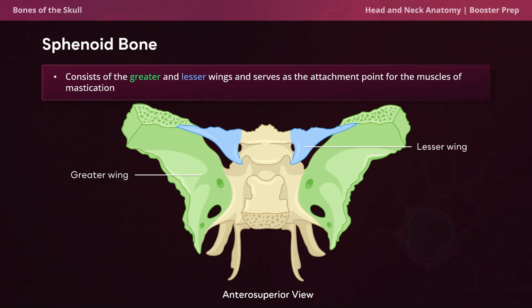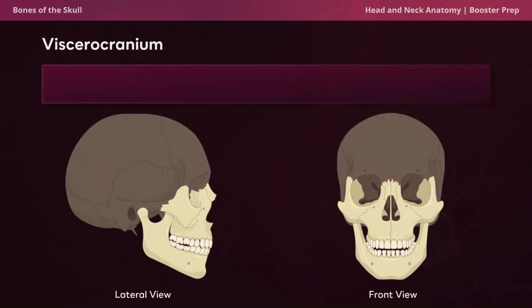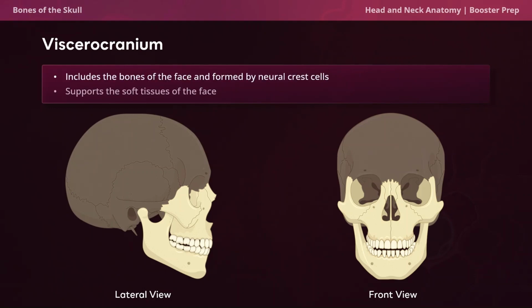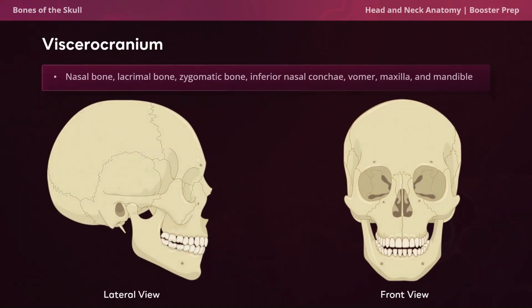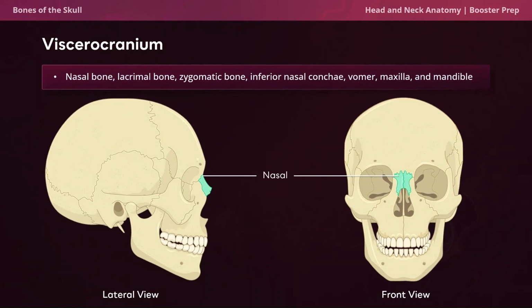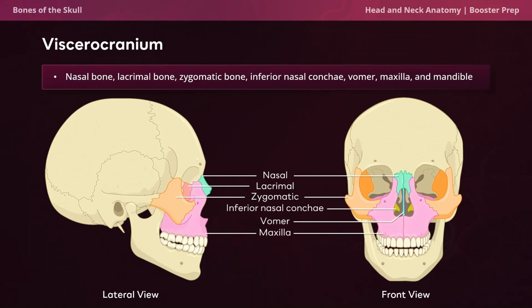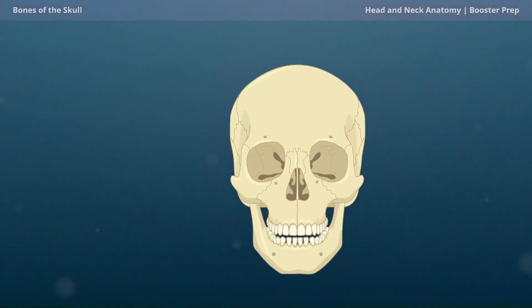The second part of the skull is the viscerocranium, which includes the bones of the face. The viscerocranium is formed by neural crest cells, and it functions to support the soft tissue of the face and protect key functional areas of the skull. These include the sinuses, the nasal and oral cavities, and the orbits. The viscerocranium consists of the nasal bone, the lacrimal bone, the zygomatic bone, the inferior nasal conchae, the vomer, maxilla, and mandible.